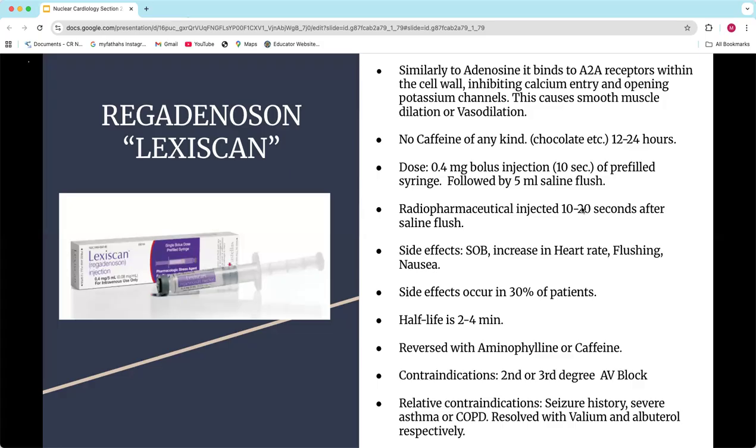What are your departments doing? Do you know? Are you injecting your Lexi, sorry, you're injecting right after the saline flush within 10 to 20 seconds? What are you doing? 20 to 30, Jesse? Okay. 20 seconds, cool. Yeah, I think the packaging mentions this 10 to 20 seconds. So yeah, 60 seconds, okay.